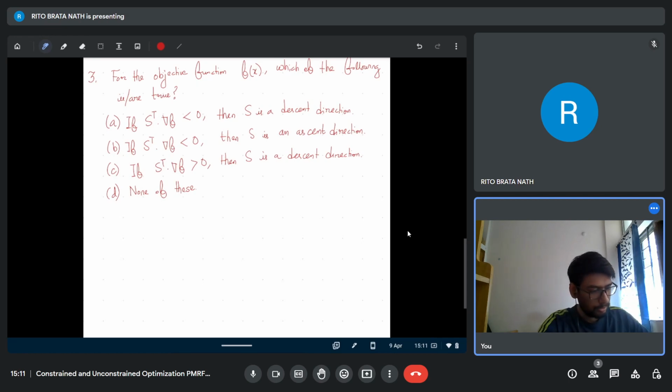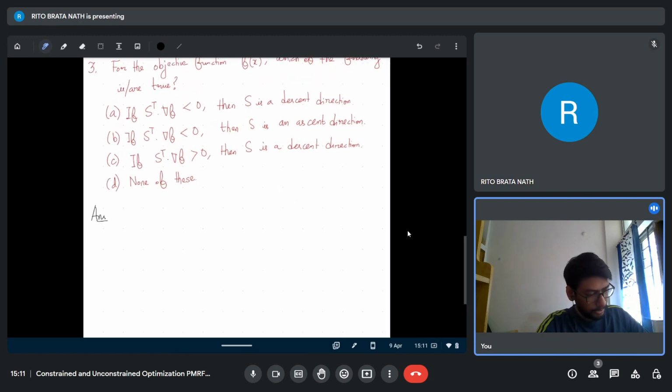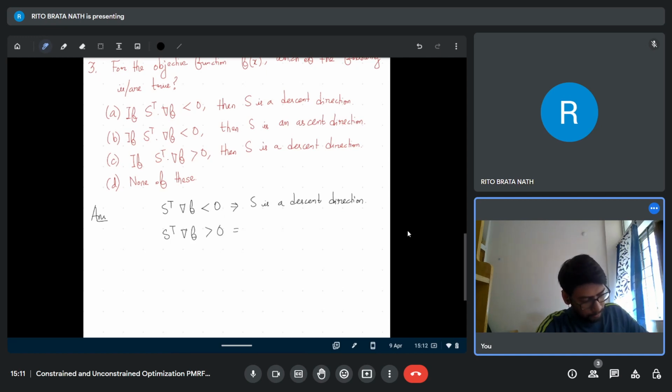Okay, so for this problem, what you can do is, this is for descent direction. So suppose I give you this. So this will imply that this is a descent direction, which is typically performed in the minimization problem. And for the maximization problem, when you have this, then S is an ascent direction.